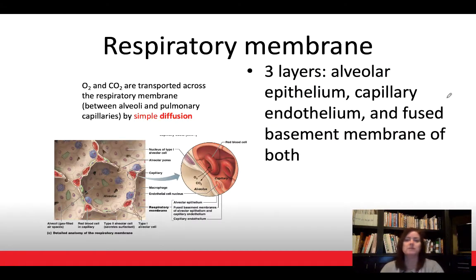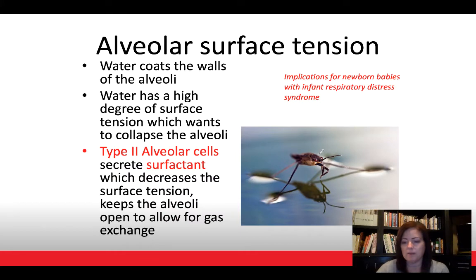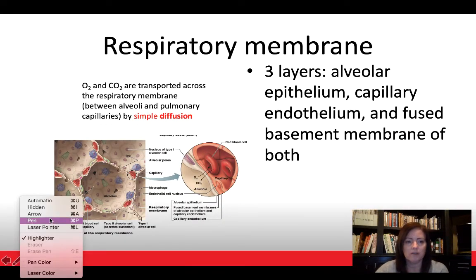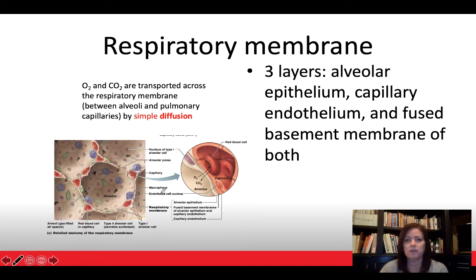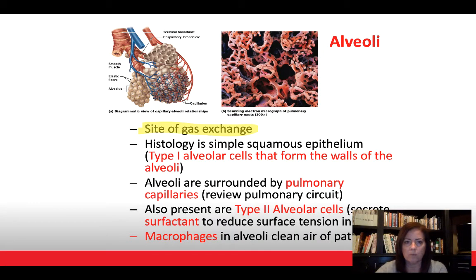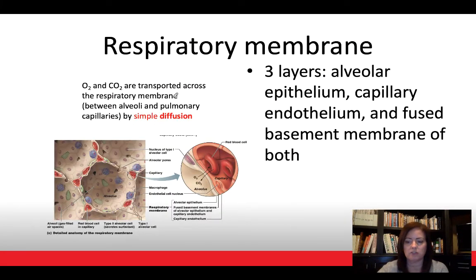And how does this happen? One of the things that we need to talk about in regards to that is the respiratory membrane. What we have here is a three-layered membrane that occurs between the alveoli and the capillaries that surround that alveoli. If you remember, when we look at this, we've got each individual alveoli surrounded by a capillary bed. This is where gas exchange is going to occur.